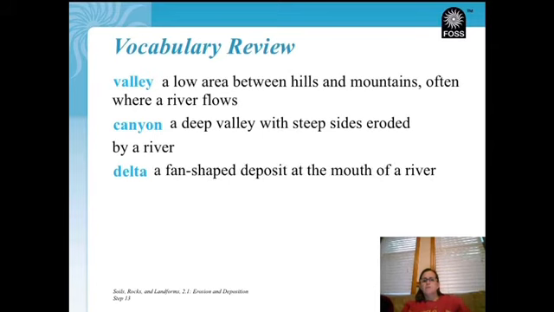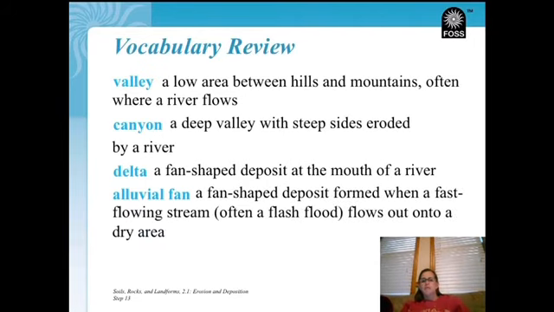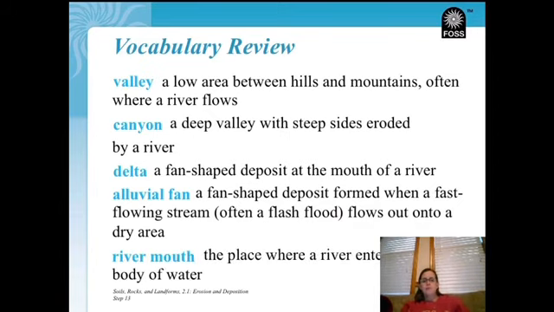Delta, a fan-shaped deposit at the mouth of a river. Alluvial fan, a fan-shaped deposit formed when a fast-flowing stream, often a flash flood, flows out onto a dry area. River mouth, the place where a river enters another body of water.